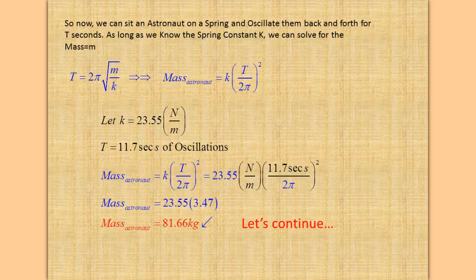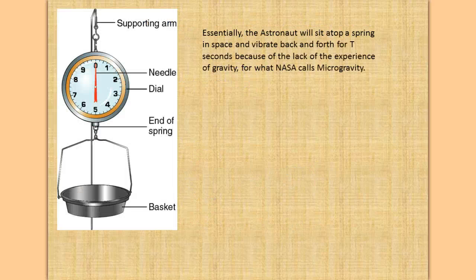Let's continue. So now we can solve for the mass of an astronaut by sitting him on top of a spring and oscillating him back and forth in space. And that's essentially how astronauts will sit atop a spring in space and vibrate back and forth for T seconds because of the lack of the experience of gravity, for what NASA calls microgravity.